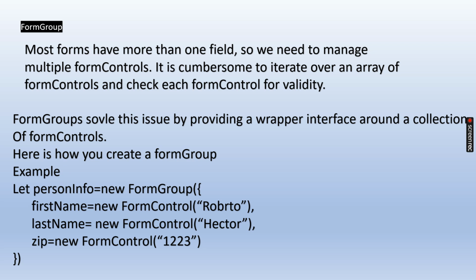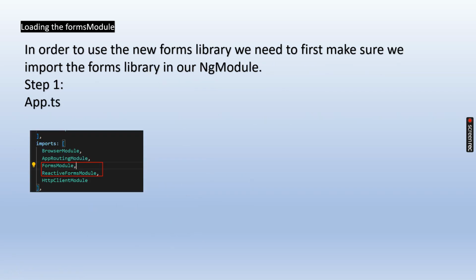At the same time, for a single field we are using form control. So for a single field you have to use the form control inside the form group, so that collectively, a collection of single form controls will make one person information object. So that is what: let personInfo equal to new FormGroup, first name equal to new FormControl, and first name is entered, last name is entered, and zip code is entered. Like this, you need to define the form groups.